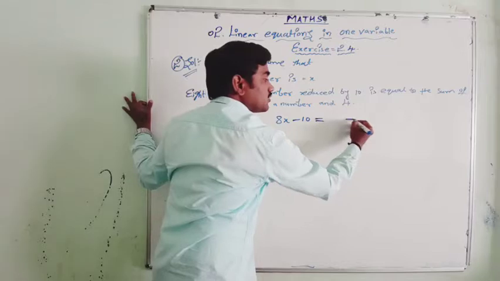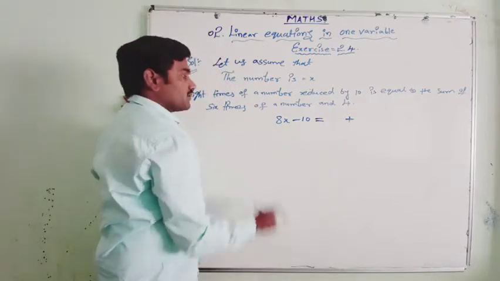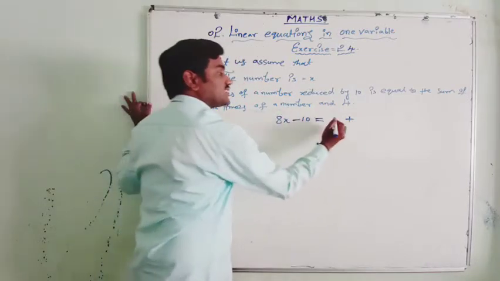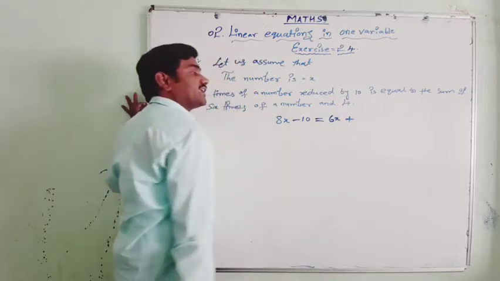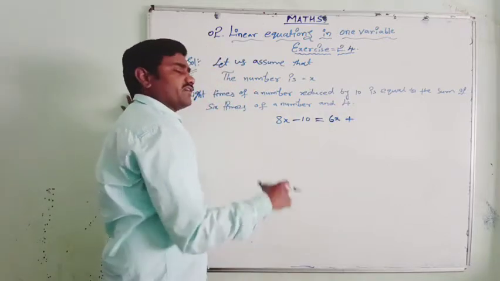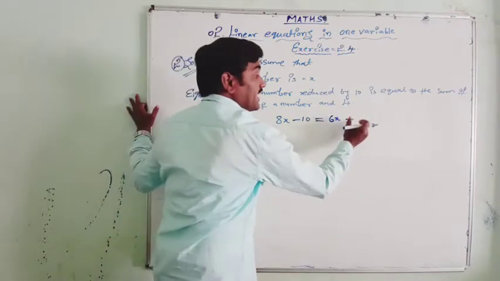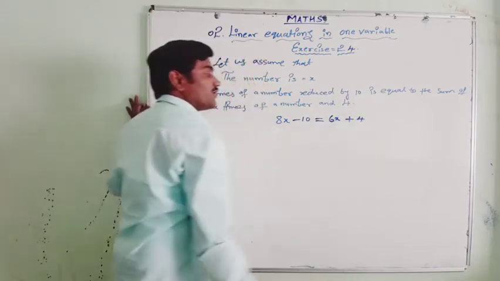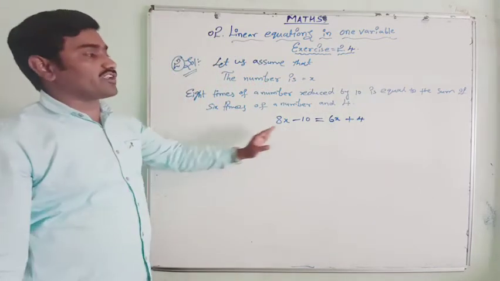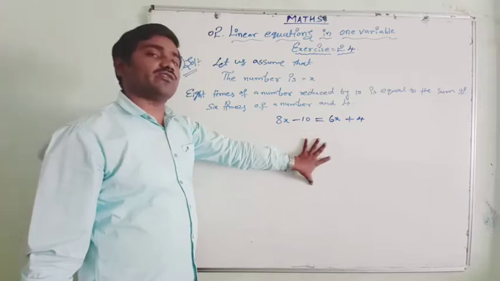the sum is said, so let us add. 6 times a number is 6x, and 4. And means plus 4. So this is what we need to find out, the number. The number is nothing but the x value.